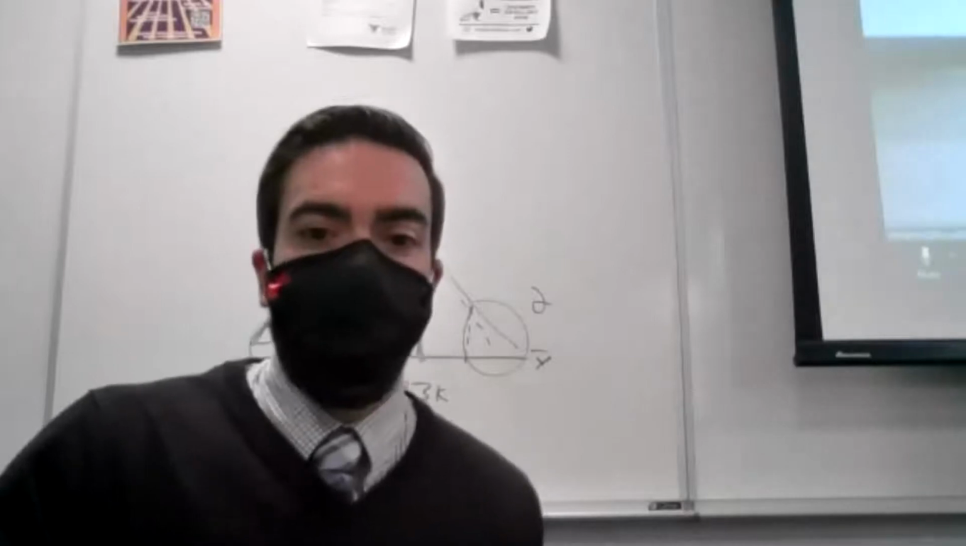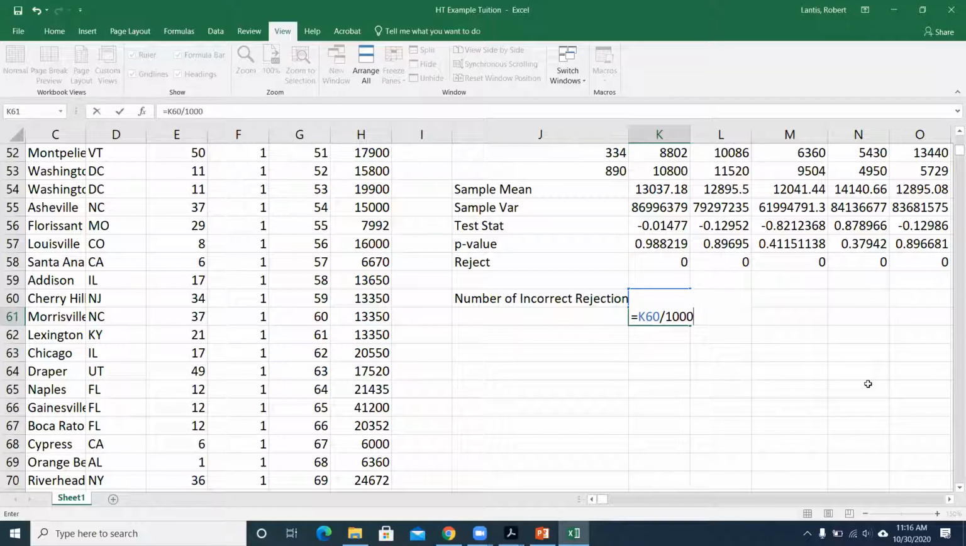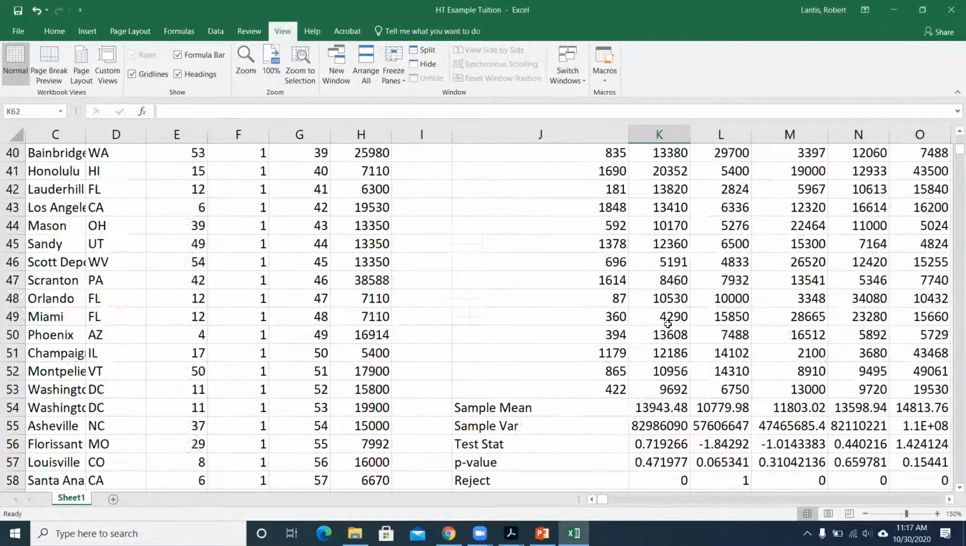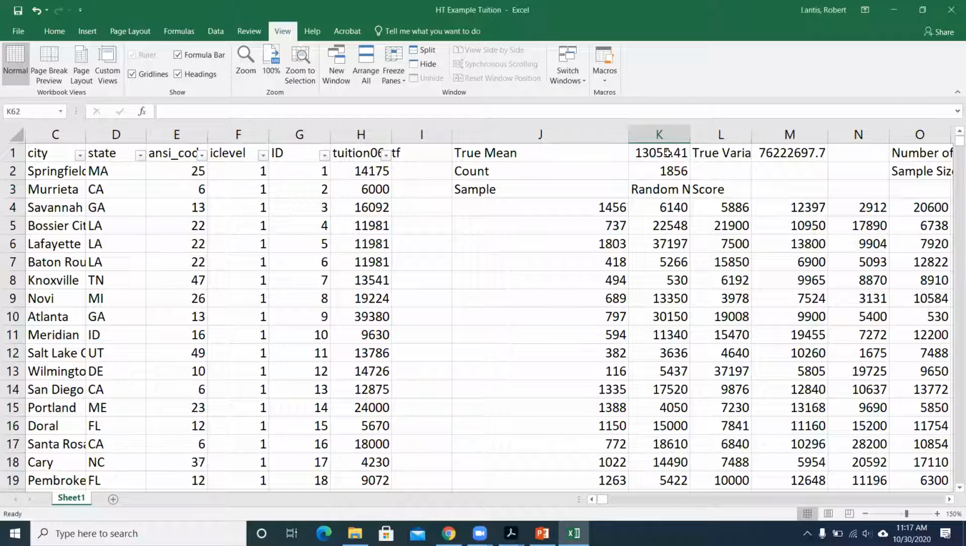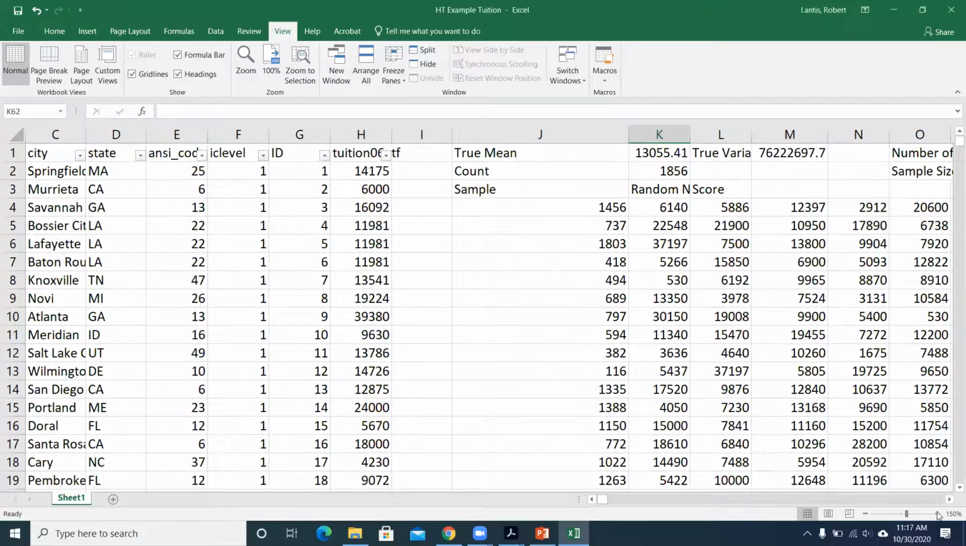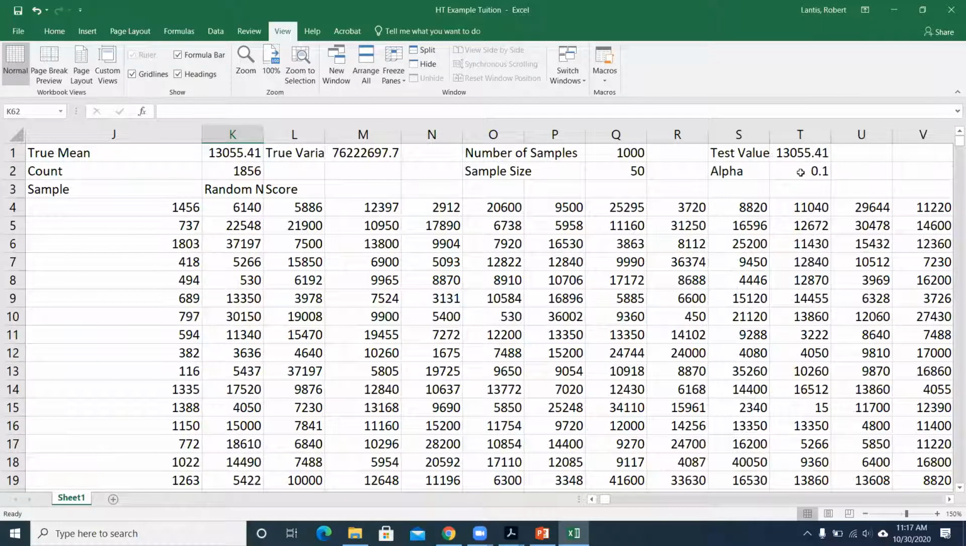Now, once I count those up, notice it's about 100 out of 1,000. So I could think about this differently. Divide that by the number of samples that I had. Now all my numbers have changed, so it goes a little bit, but 98 out of 1,000 I rejected when in fact I shouldn't have been, because I was using an assumed true value that I knew. I cheated, right? I knew it was the true value. So I'm rejecting when I shouldn't have been about 0.098, right? Or 9.8% of the time, which is exactly right around that alpha that I set.